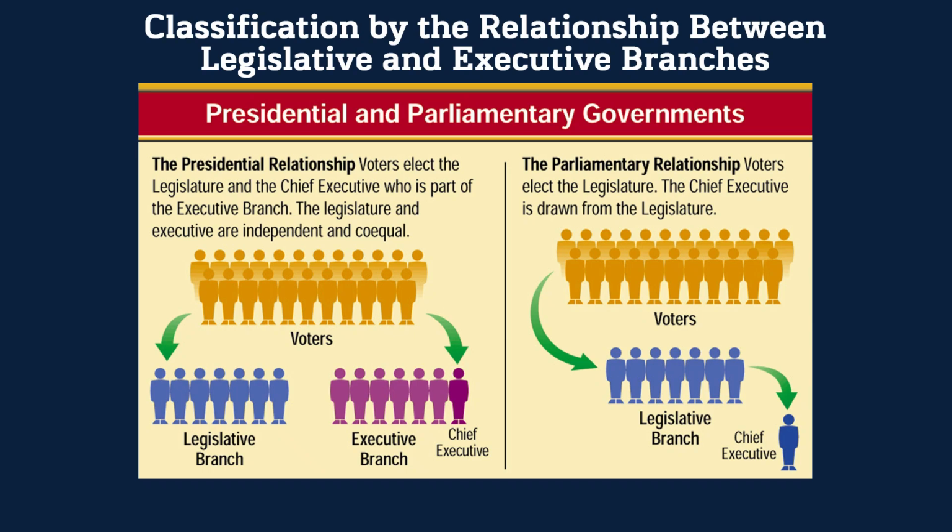There are 2 major relationships between legislative and executive branches that we see in modern governments. That is a presidential government and a parliamentary government. Now, in a presidential relationship, voters elect the legislative branch and the chief executive, who is leading the executive branch. He'll have his cabinet members. And the legislative and executive branches are independent, and they are equal. Now, in a parliamentary relationship, voters elect the legislature, and then the legislature will choose the chief executive amongst them. We see this in places like England and Canada.